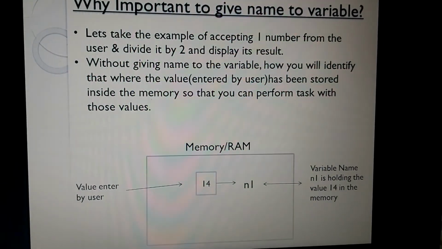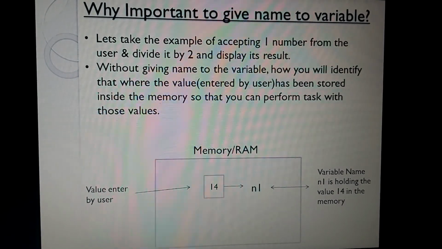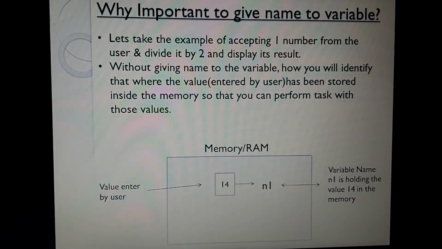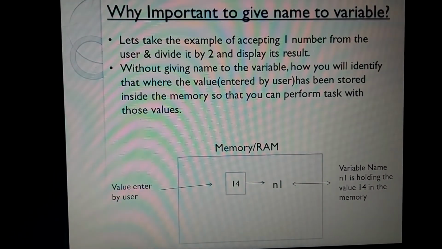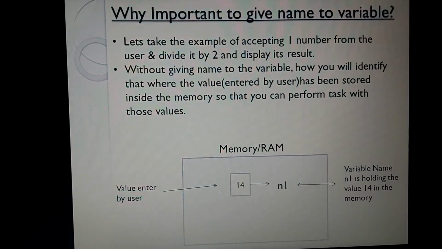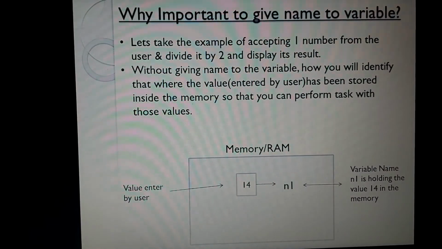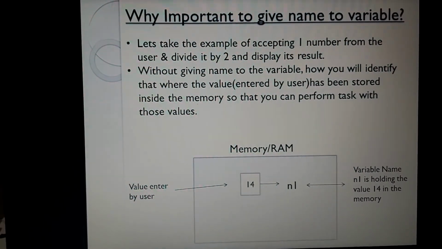So class, now we understand why it is important to give a name to a variable. Because when user will enter any value, it is going to store inside the RAM, and we do not know the address of the RAM. That's why intentionally we give the name to the area where the value is going to be stored, which would be entered by user. What is the benefit?